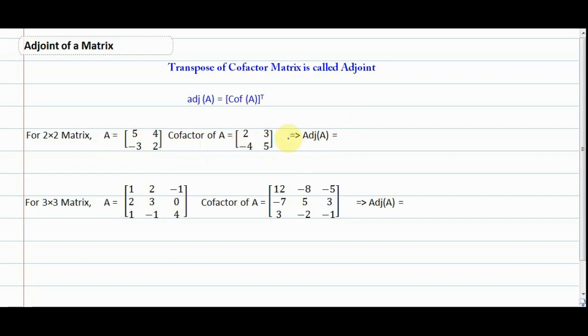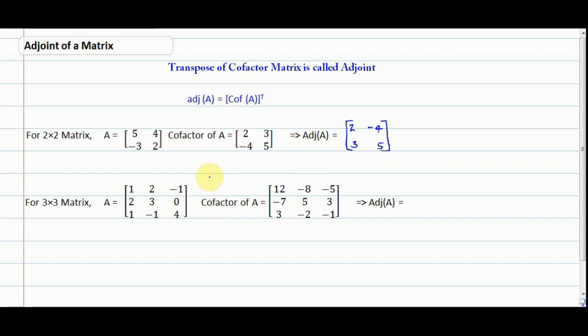So that will have the first row as the first column of this matrix, that is 2, minus 4, and the second row will have the elements corresponding to the second column of this matrix. So that is 3, 5. So this will be the adjoint of the given matrix A.